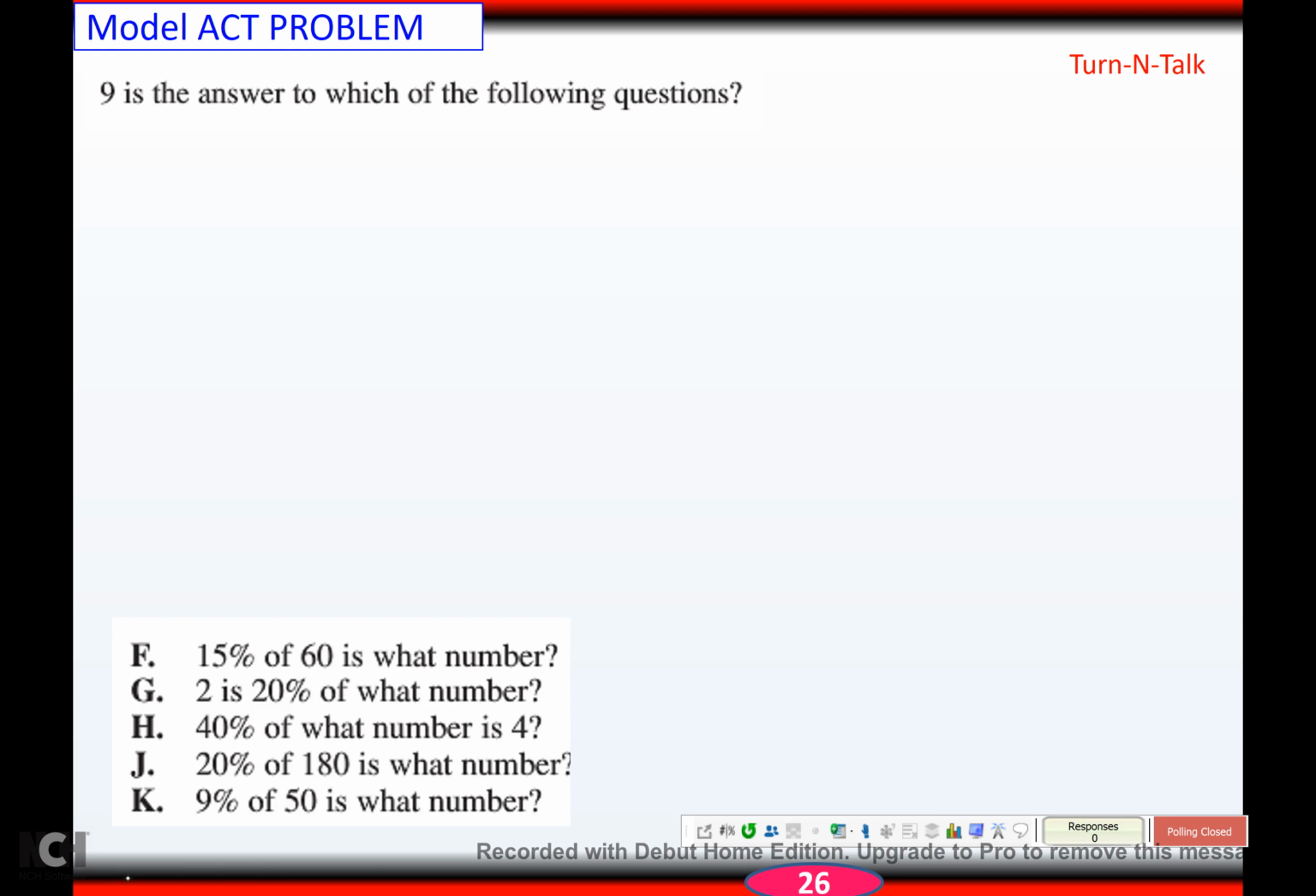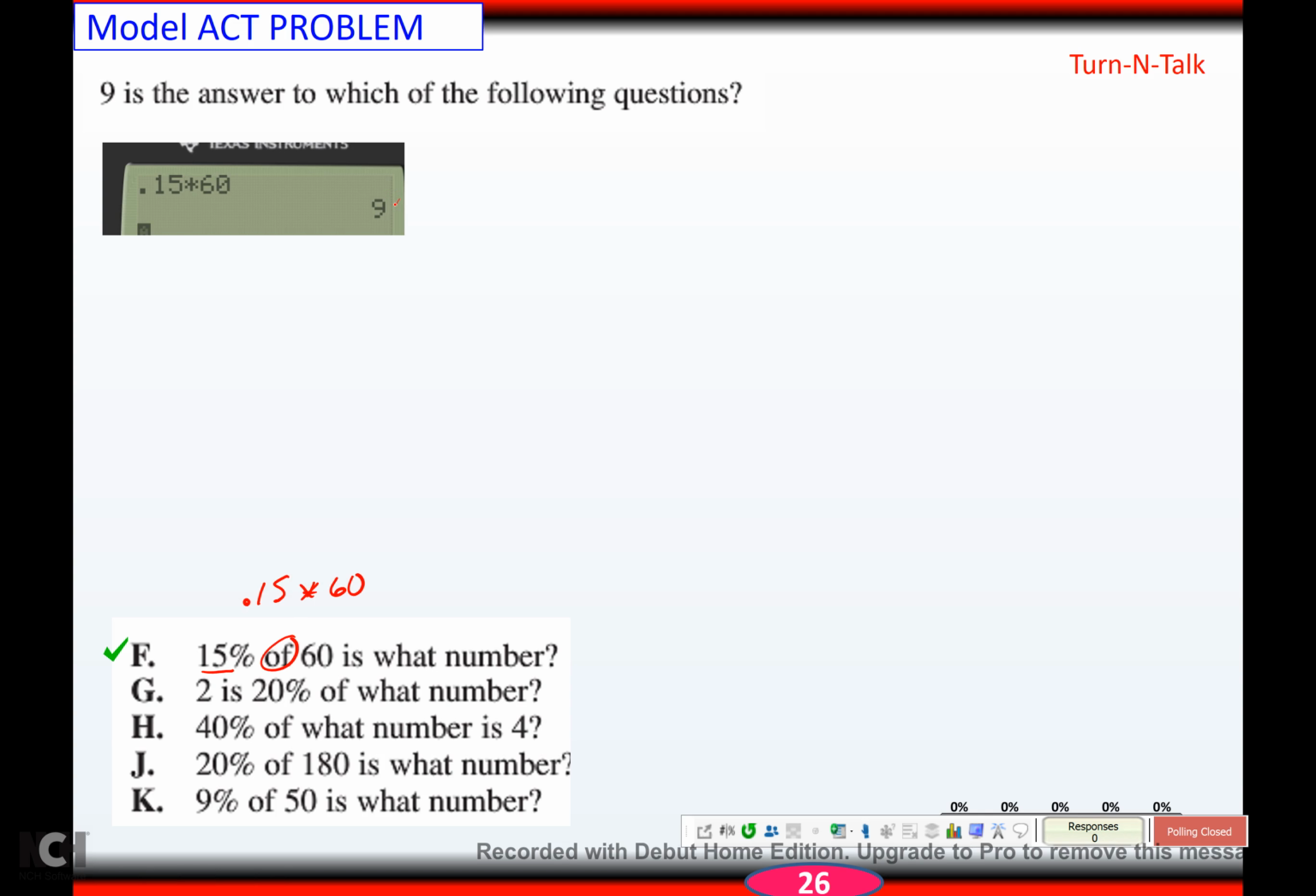Try this one, hit pause, come back when you're ready. All right, this one says 9 is the answer to which of the following questions? Well, you know that this word means of. So this says take 0.15 times 60. And when I do, I get 9.